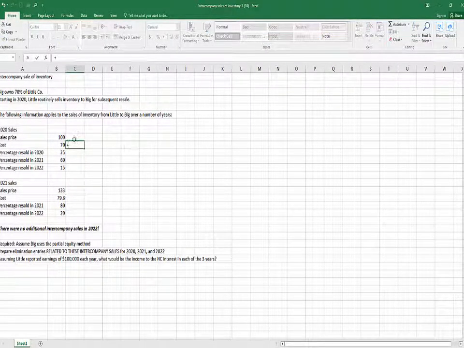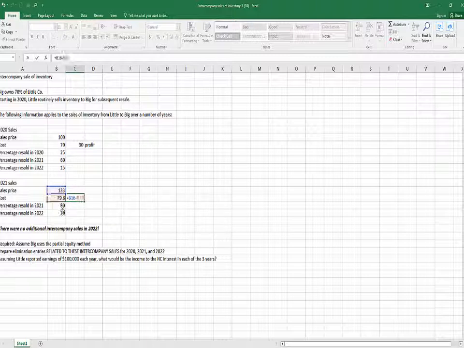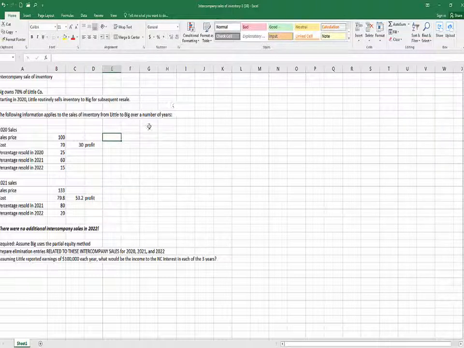Okay, let's go ahead first and figure out the gross profit here. In 2020, sales of $100, cost of sales $70, gross profit $30. Likewise, in 2021, sales price of $133 minus cost of $79.8 is a gross profit of $53.2. Okay, our elimination entries in 2020.